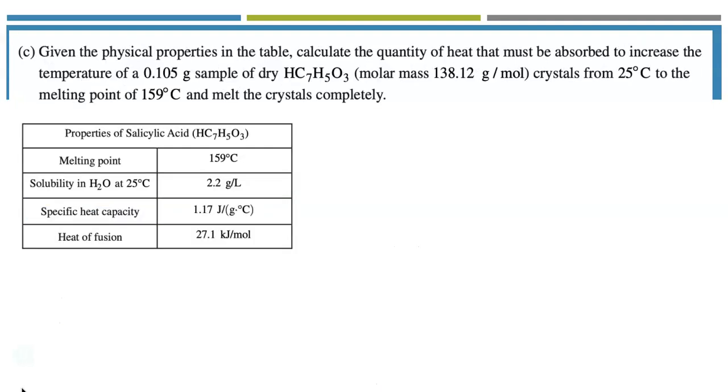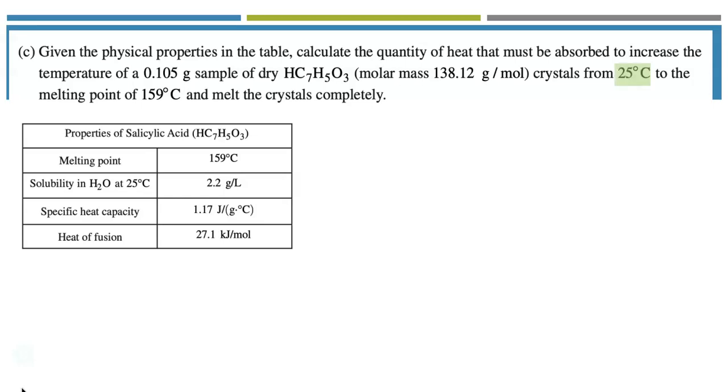Part C says, given the physical properties in the table, calculate the quantity of heat that must be absorbed to increase the temperature of a 0.105 gram sample of dry salicylic acid from 25 degrees Celsius to the melting point of 159 degrees Celsius and melt the crystals completely. So we need to think about, how much energy do I need to put into the salicylic acid to do this? There are actually two parts to this in terms of the calculation we need to do.